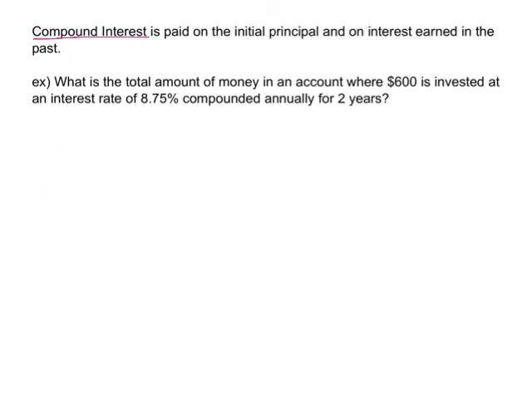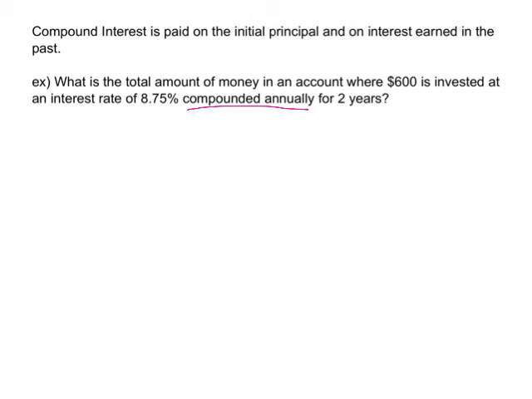Compound interest is paid on the initial principal and then on the interest earned in the past. So let's take a look at what compound interest looks like. What is the total amount of money in an account where $600 is invested at an interest rate of 8.75% and it's compounded annually for 2 years? And this compounded annually is very important to see because it's letting us know that we're going to do it twice.